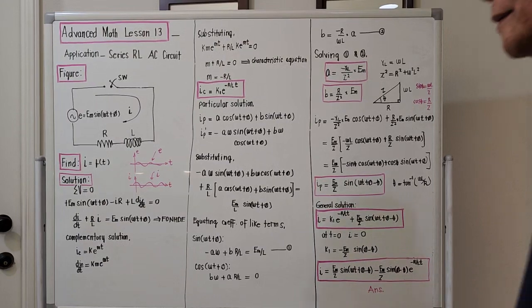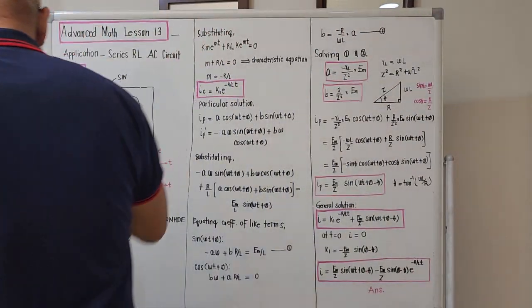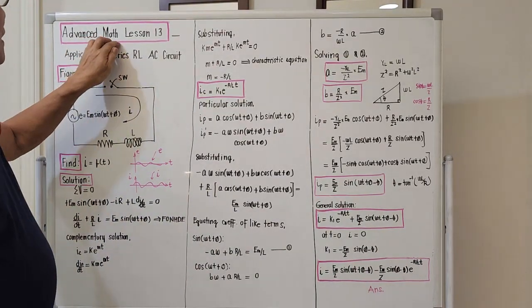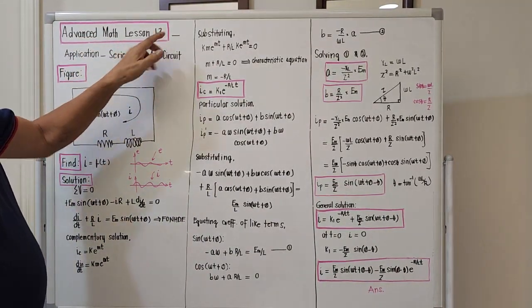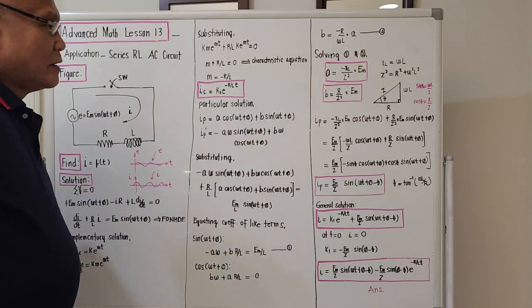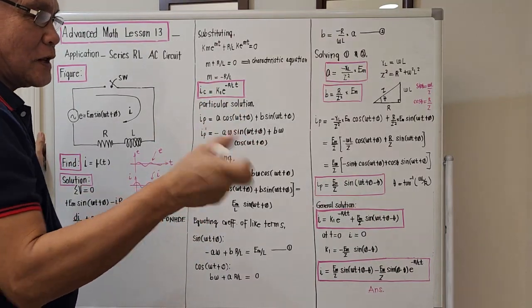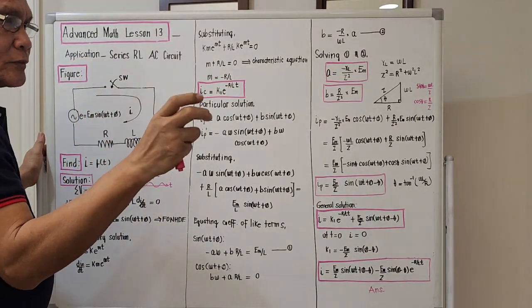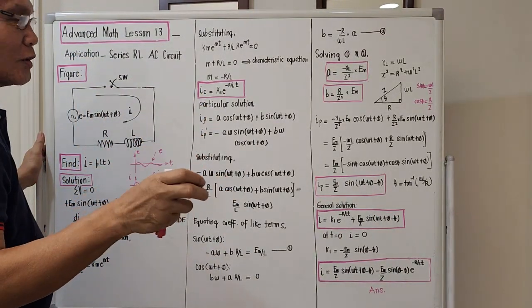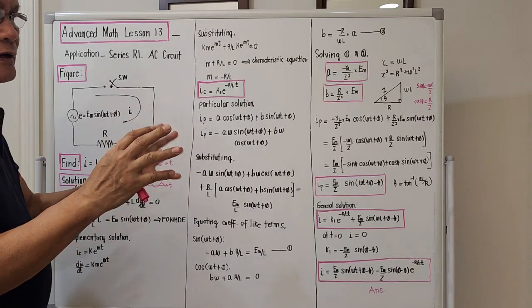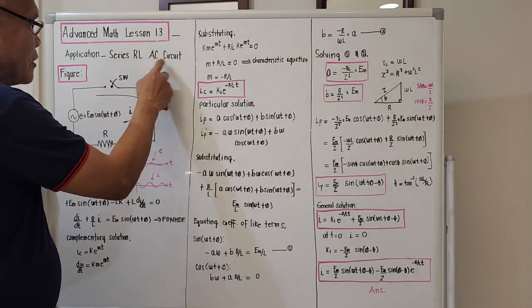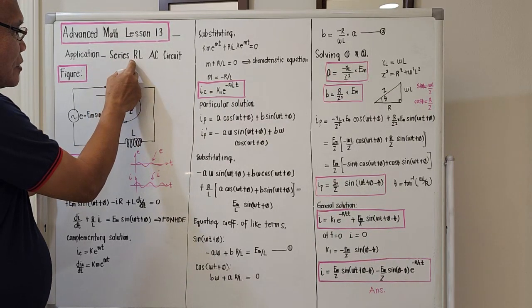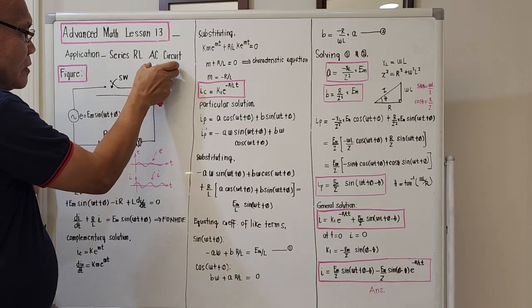Yeah, it's fine. Okay, for tonight, my topic will be Advanced Math, lesson number 13. We are on the application of advanced mathematics. And for tonight, the circuit will be an alternating current circuit now, an AC circuit. So a series resistance and inductance AC circuit.